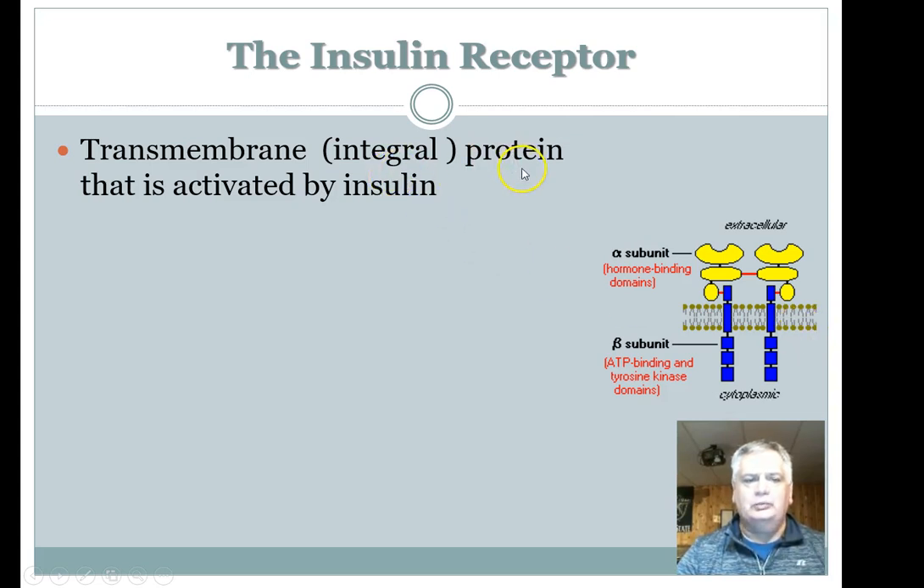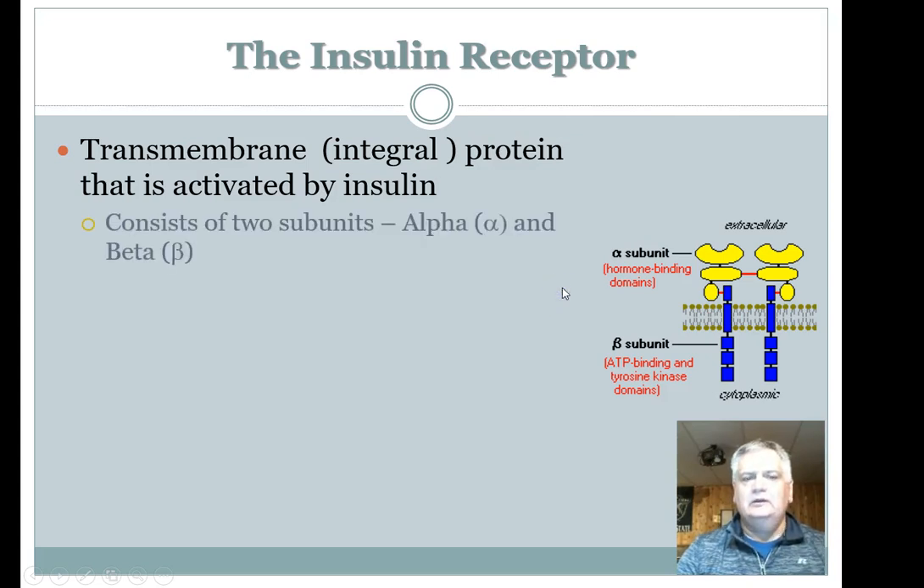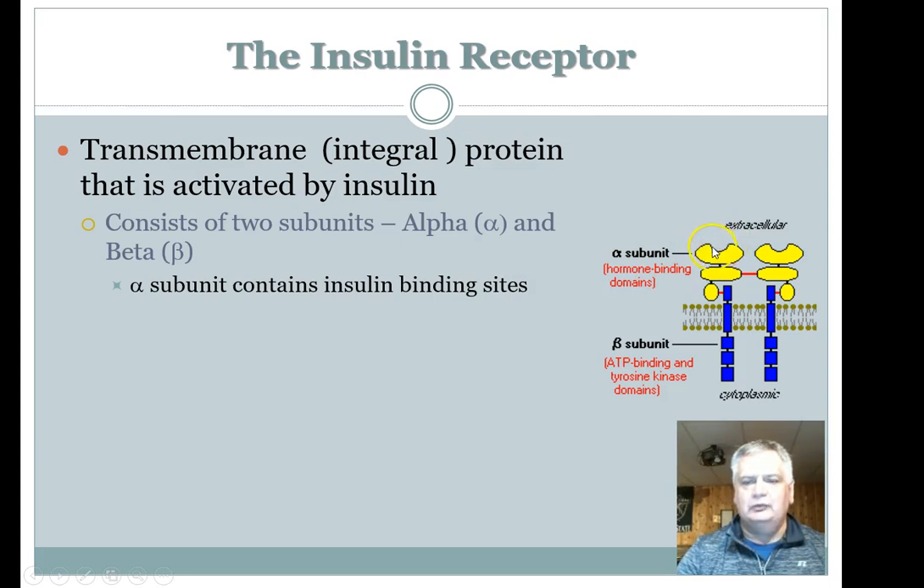This transmembrane or integral protein is activated by the presence of insulin. The insulin receptor actually consists of two subunits, referred to as an alpha subunit, as we can see here in yellow, and the beta subunit, as represented in blue. The alpha subunit contains the insulin binding site. So insulin would be able to bind right here and here to the alpha subunits. And when it does, it's going to exact changes that are going to occur inside the cell. We'll be taking a look at what those changes are in just a bit.